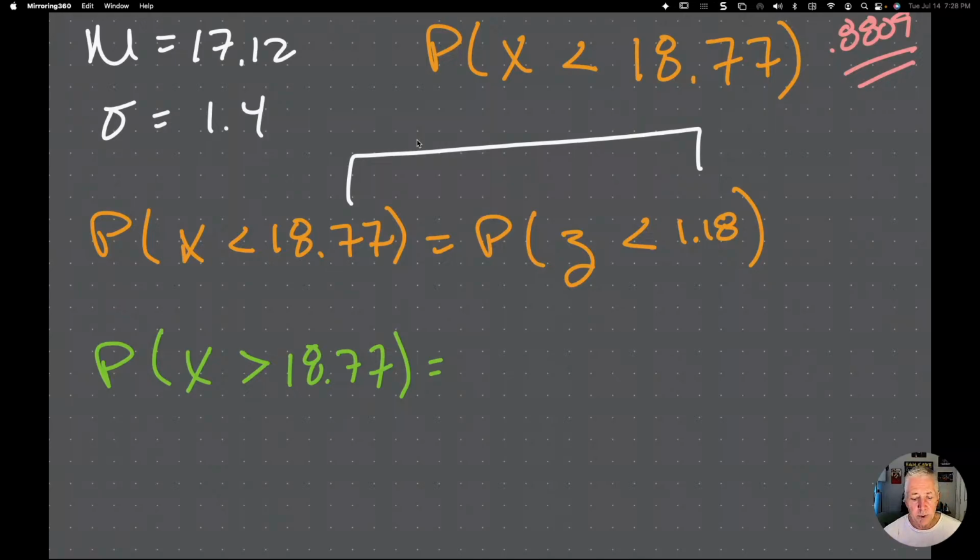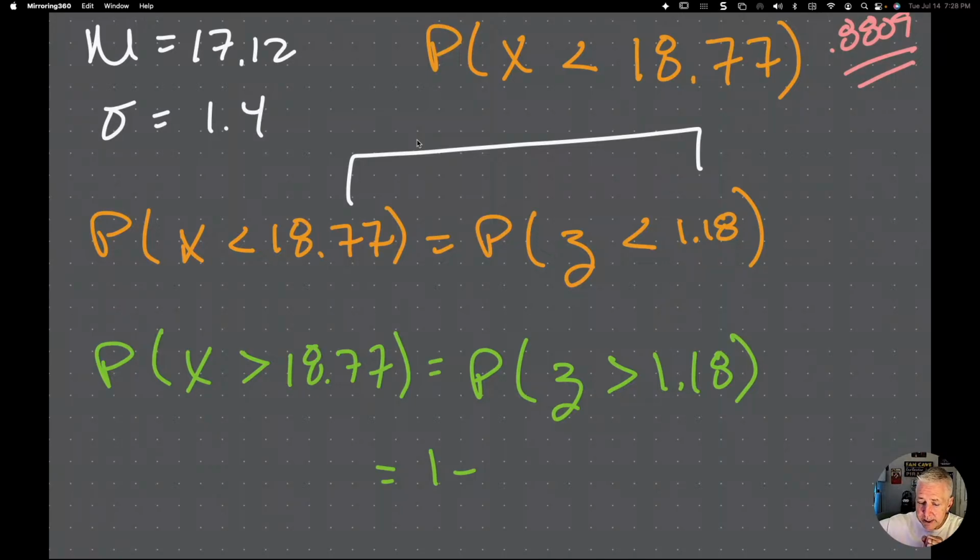Remember, the z-score at 18.77 remains the same. The z-score is still 1.18 at that particular point on the horizontal. So I've got now the probability that z, instead of being less than, is going to be greater than 1.18. I already found less than 1.18, and I am going all the way to infinity. So all I need to do in this case is very simply subtract from 1, because the total area under the normal curve is 1. I know the area over this side. I need the area on this other side. It represents the remainder of the curve.